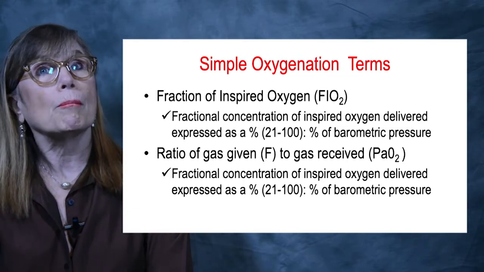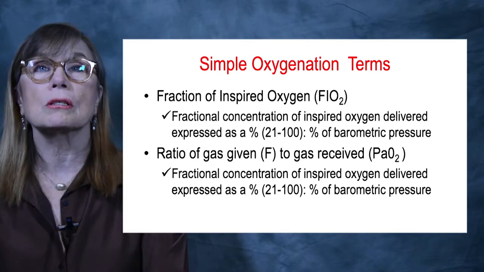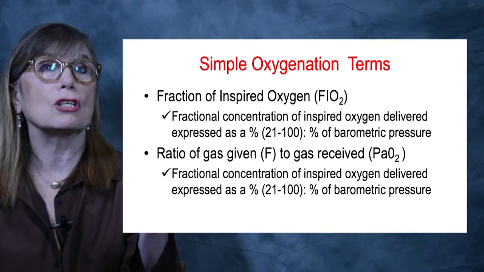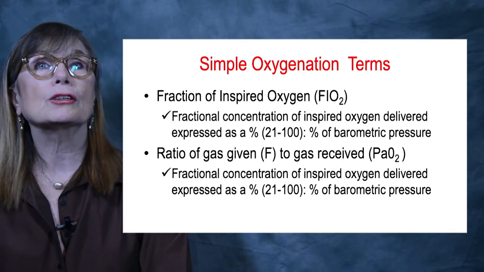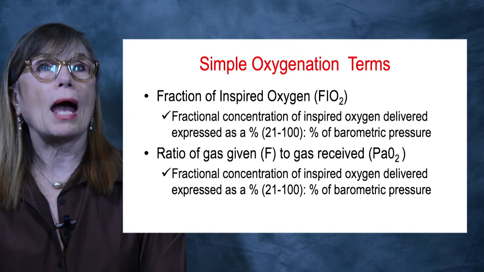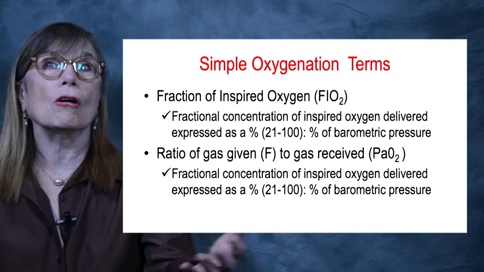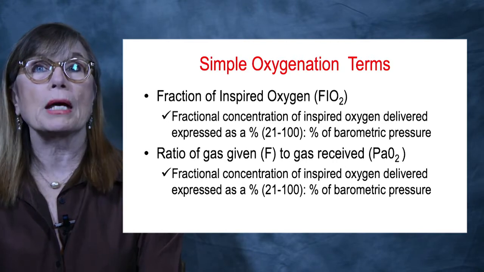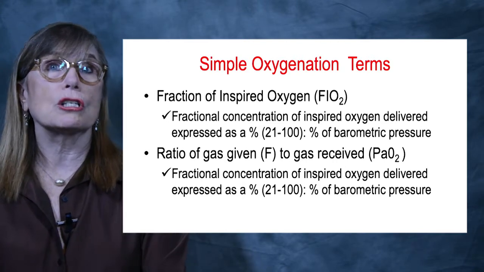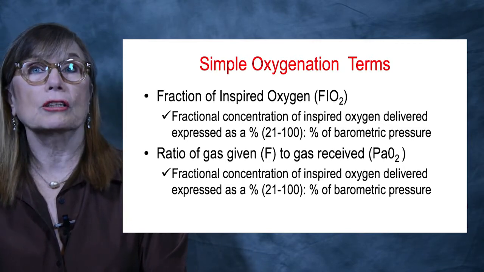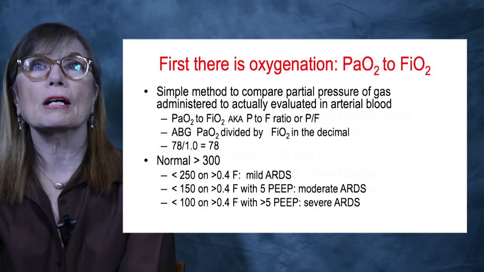Now, one of the important aspects in patients, particularly intubated patients, is to say how much oxygen am I giving them and how much is in the blood. And that is called the P2F ratio. The gas that is dissolved in the arterial blood exerting pressure is your PaO2, and it's compared to the FiO2, which is the fractional concentration of oxygen, and that's normally expressed as percent of barometric pressure.